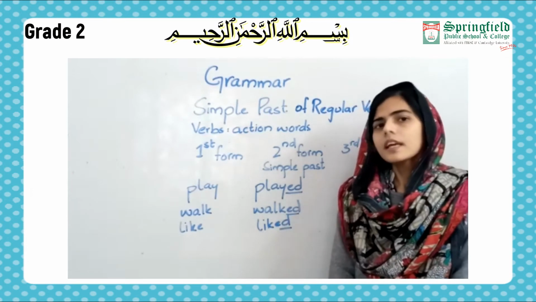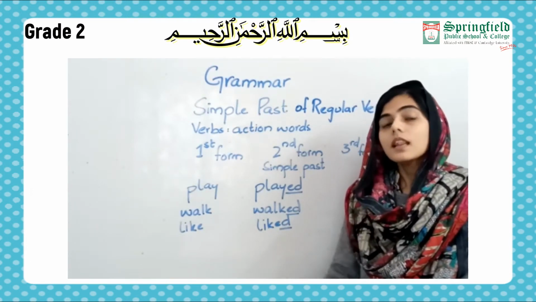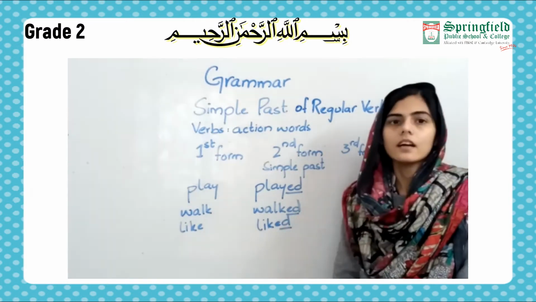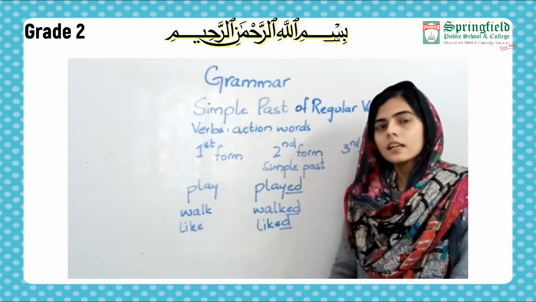Have you got it? Think about any other example of such a verb. Live. Lived. We are simply adding d at the end. Love. Loved. Dance. Danced.